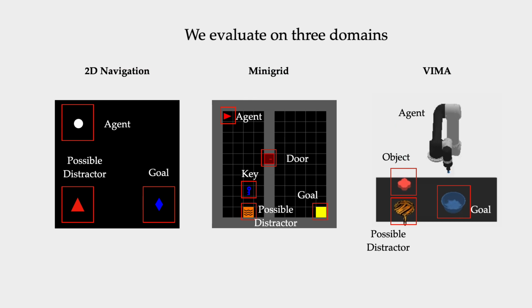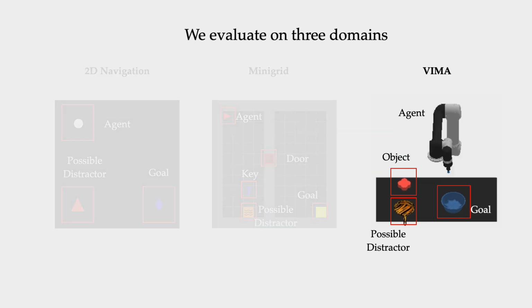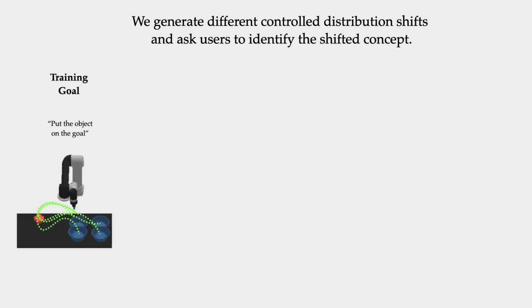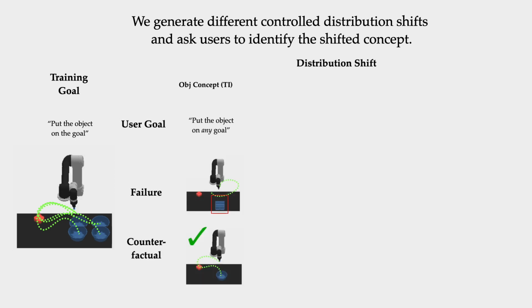We evaluate on 3 domains, but for the purposes of this talk, we'll focus on VIMA, which is the most complex robotic control environment. We generate different control distribution shifts and ask users to identify the shifted concept. For example, we could see the following training distribution. Now at test time, we enforce a specific shifted concept, such as potentially the bowl being replaced with a pallet, and observe the failure from the robot. We then present a counterfactual, where had the pallet been replaced with the bowl, the robot would have succeeded.